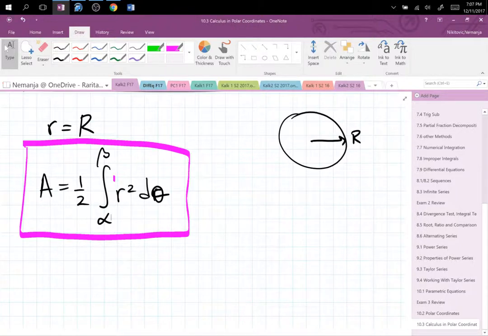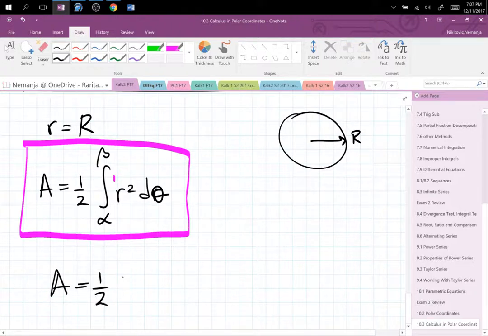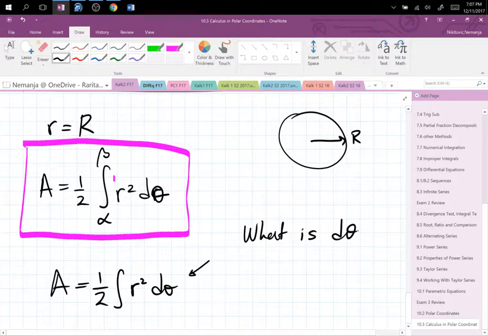Now, this is the key point. Understand this right now. Look at it. I'm setting up the area integral. It's a 1/2 integral. I know it's r squared d theta. That's fine. But my limits, you see, you now have d theta. What is d theta? What is that thing?